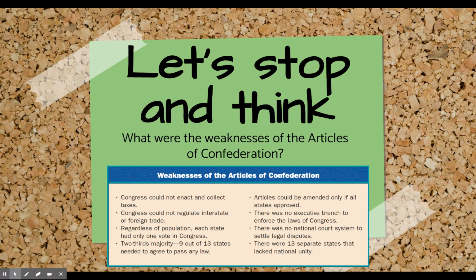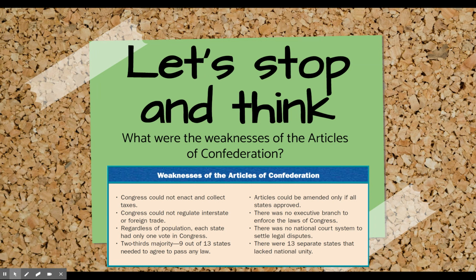That's a huge dilemma, a huge obstacle. But because they had been so overtaxed by the British, they didn't want any taxes, but taxes are necessary. Let's see, other weaknesses. Congress could not regulate interstate or foreign trade. They needed a 2/3 majority to pass any law. Articles could only be amended if all of the states had approved.